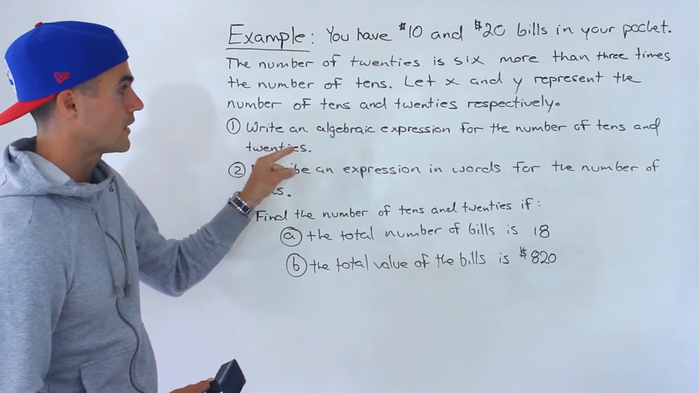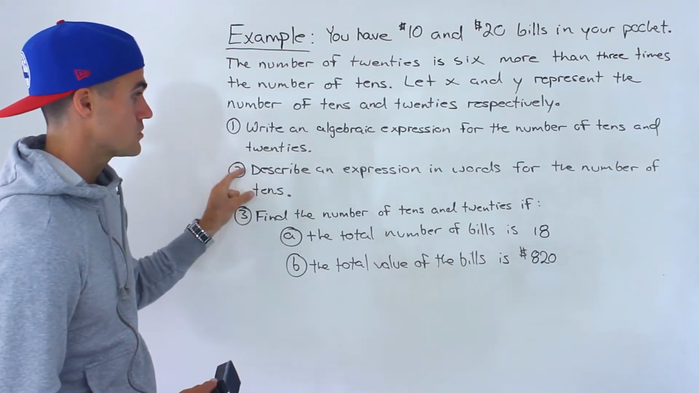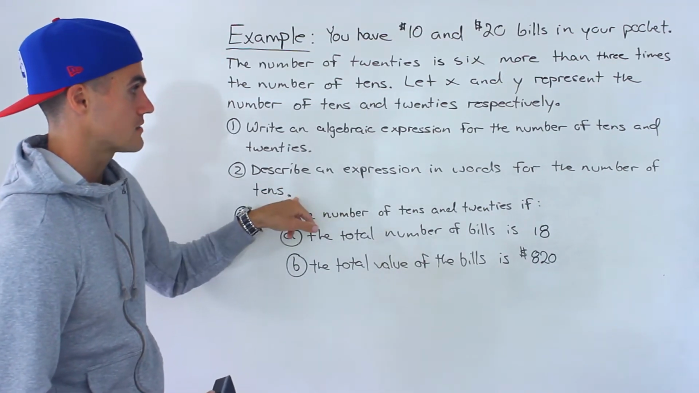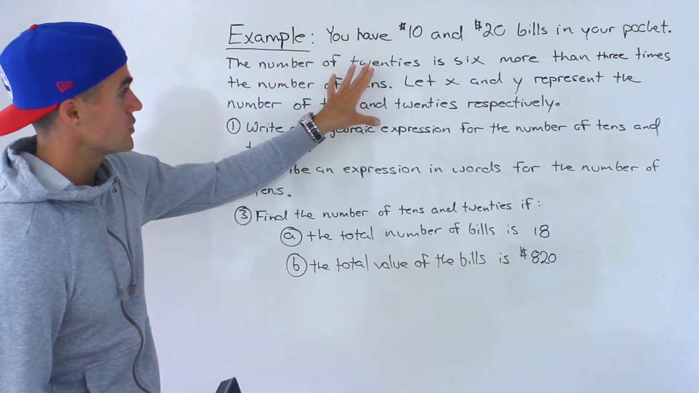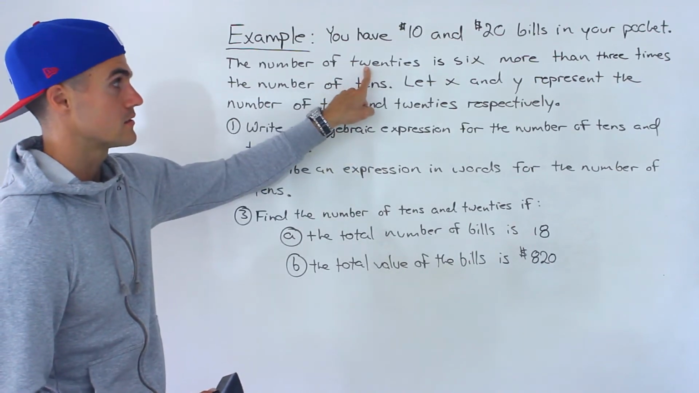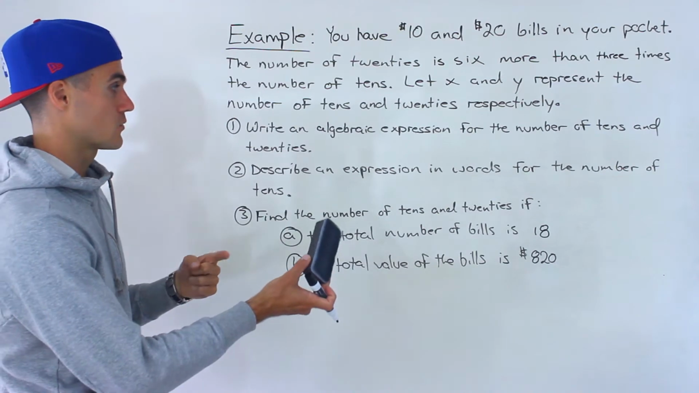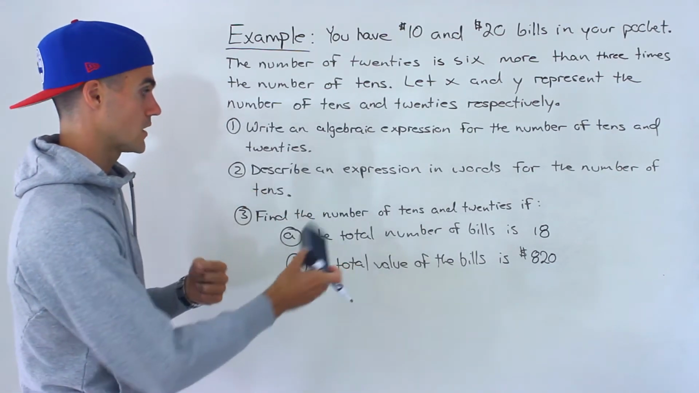So number 1, we gotta write an algebraic expression for the number of 10s and 20s. Number 2, describe an expression in words for the number of 10s. So for number 2, I actually noticed that in the question, we're given an expression in words for the number of 20s in terms of the number of 10s. But in number 2, we're going to do the opposite. We're going to give an expression for the number of 10s in terms of the 20s.